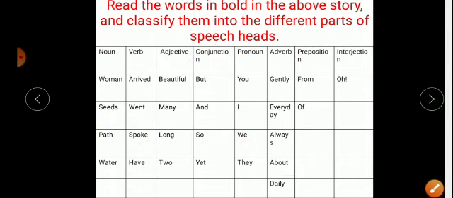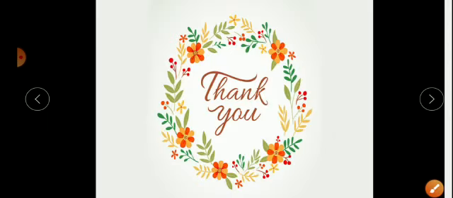So, dear students, in this class we have completed lesson number 7, Appearances Are Deceptive. So, you all have to write all the exercise including grammar part in your classwork neatly.